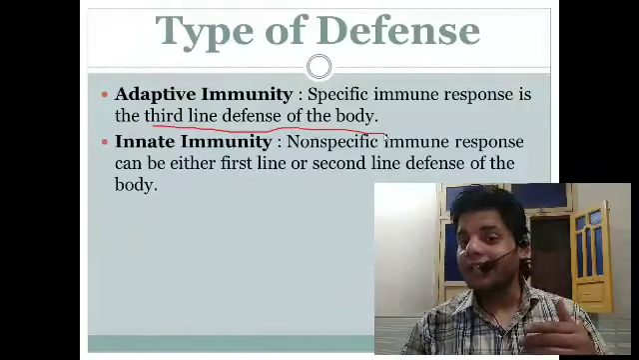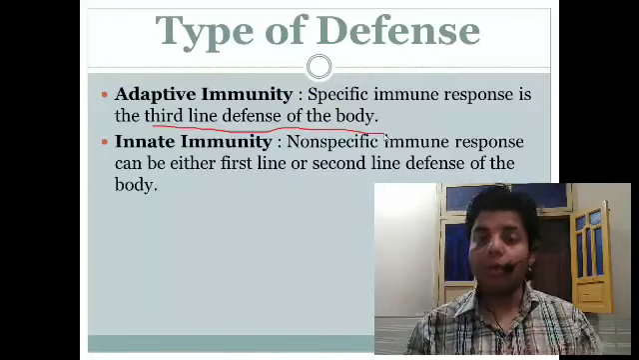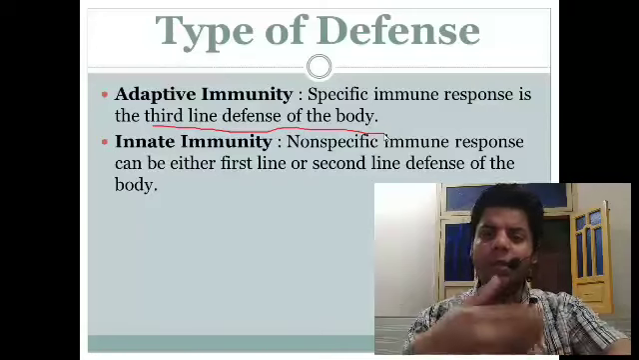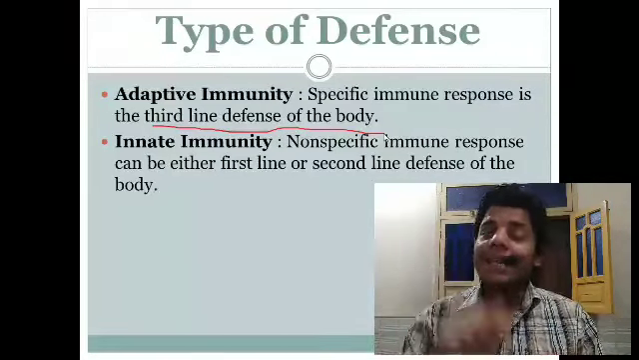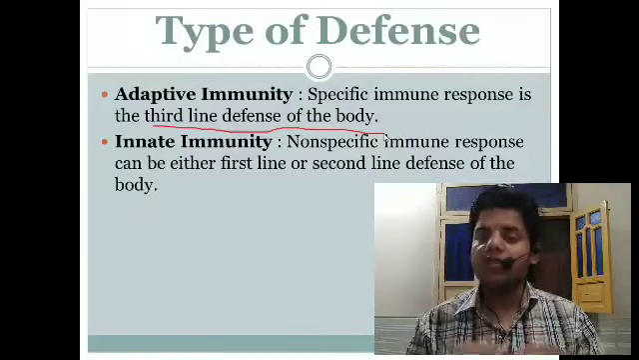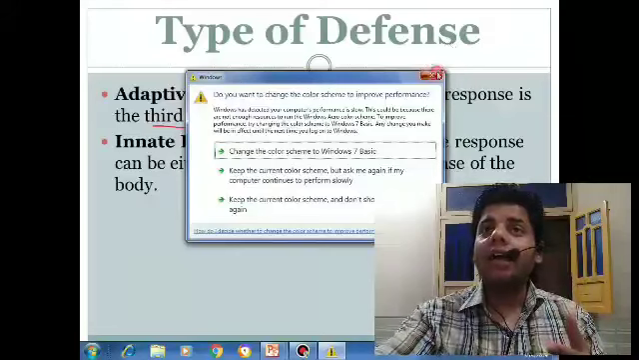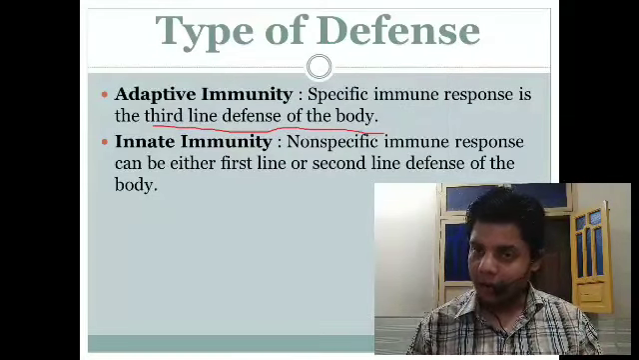Now innate immunity is actually the first or second line of defense. Why? Because skin is actually part of innate immunity. It is usually mentioned in the innate immune system. That's why we call the innate immune system the first or second line of defense, while adaptive immunity is the third line of defense.